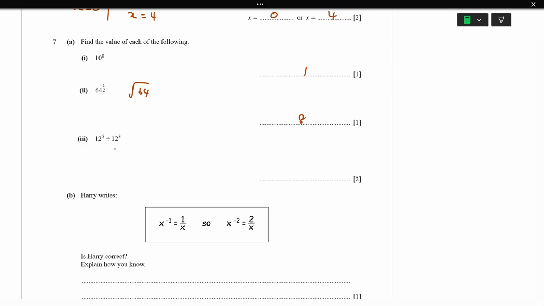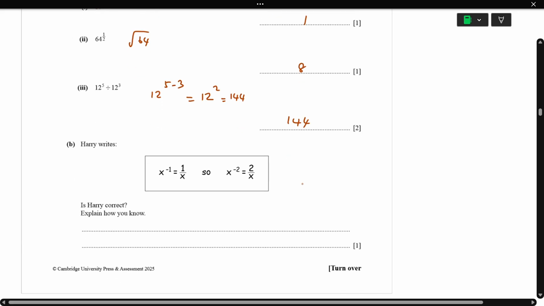Next, 12 power 5 divided by 12 cube. When we divide the same base, the exponents are subtracted. So it is going to be 12 power 2, which is 12 square, which is 144. So 144 is the answer here.